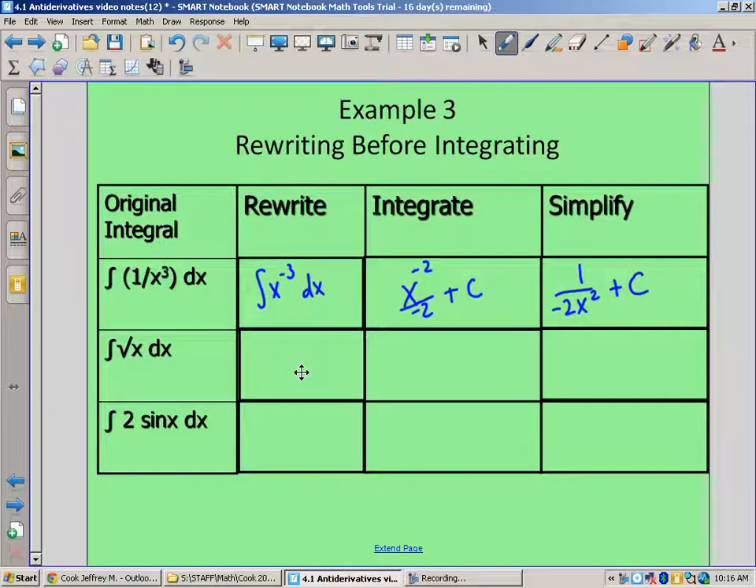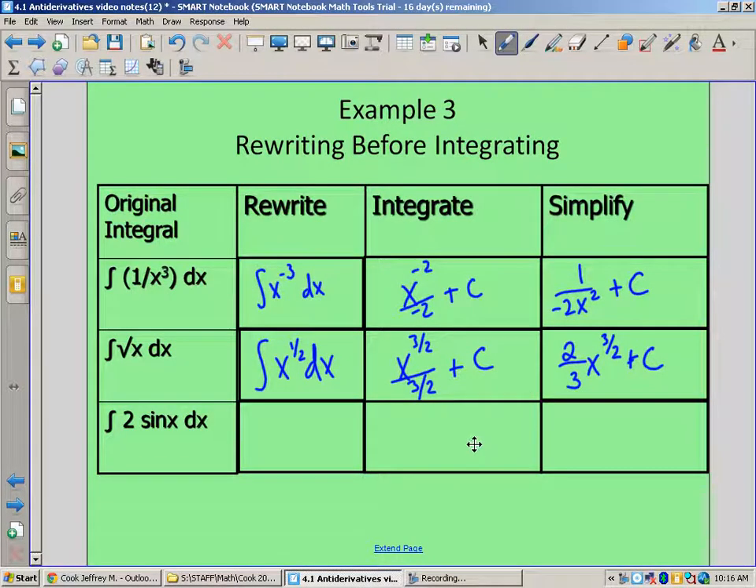So like to rewrite this next one, I might try x to the 1/2 dx. And so then when I'm going backwards, I'm going to add a power to this. So I'm going to add 1, which gives me x to the 3/2. And I've got to divide by 3/2 and then add c on. Well, dividing by a fraction means that I multiply by the flip of the fraction, so I end up with 2/3 x to the 3/2 plus c. So I get something that looks like that.